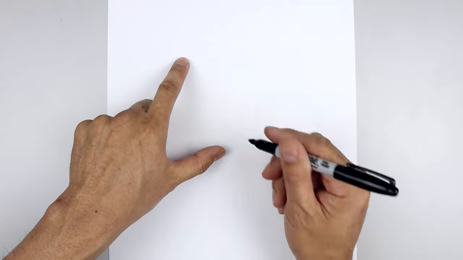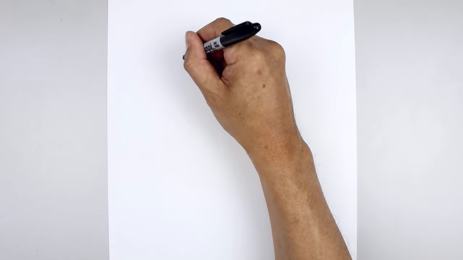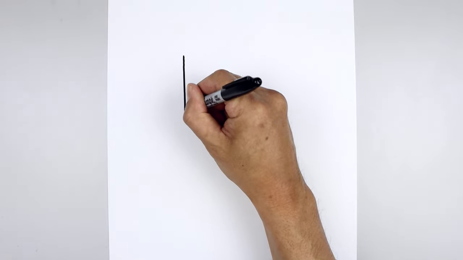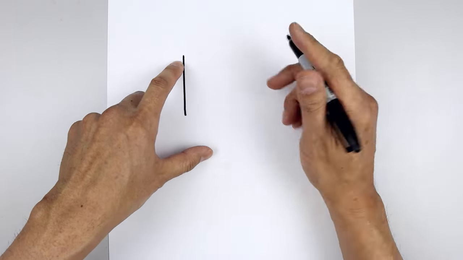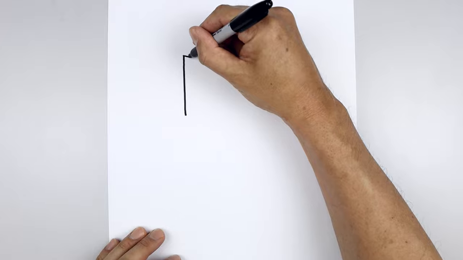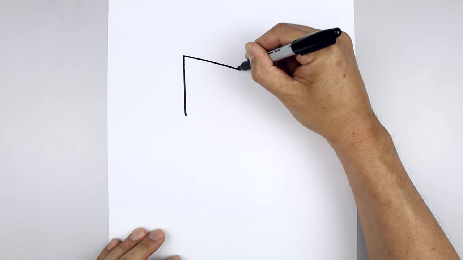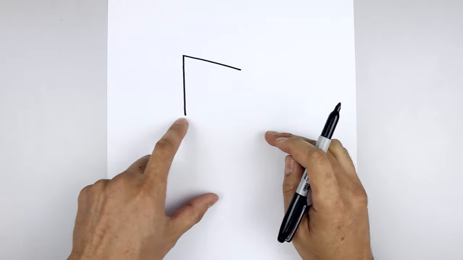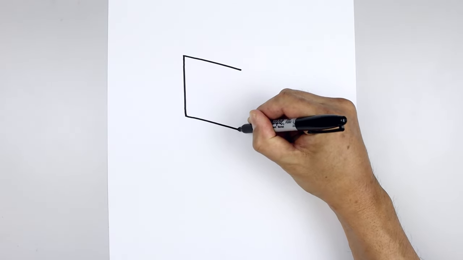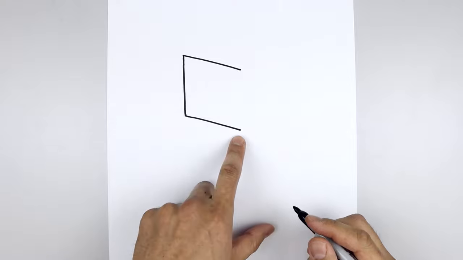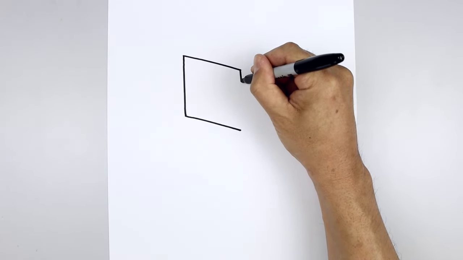Starting all the way over on the top left, draw a straight line coming all the way down towards the bottom. Now, we want to take that same length line and come down at an angle from the top. Starting up here, angle down towards the right. Now we're going to draw that same line along the bottom. Just going to line this up on the right side. And it'll close off the side with a straight line.